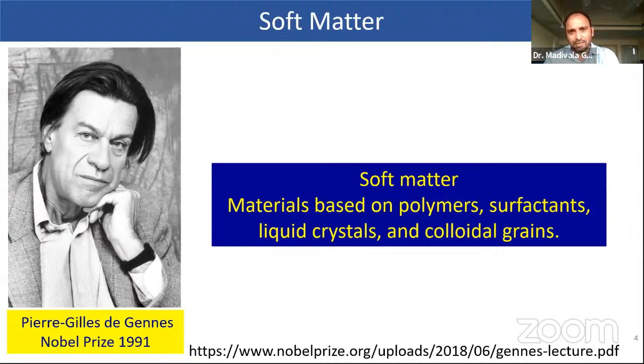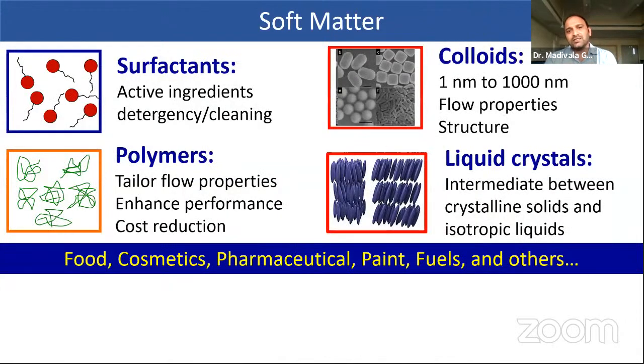I thought it's best to introduce the soft matter word to everyone following the work of de Gennes, who is a Nobel Prize winner in 1991. Soft matter is an area where a lot of the materials considered under this umbrella are polymers, surfactants, liquid crystals, and colloidal grains. And we see that such materials are there in every walk of life.